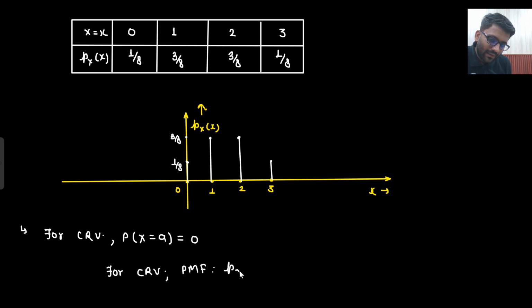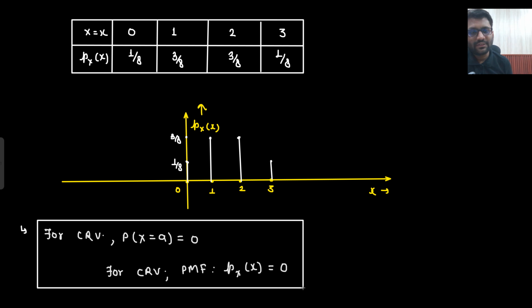What is your PMF? Probability at a point, such that your random variable capital X is taking small value x. So the probability at a point is 0 for any continuous random variable. That means this PMF is only defined for discrete random variables. For continuous random variables, you define something else. What do you define? That we will see. For continuous random variables, we will define the PDF. That we will see later on.